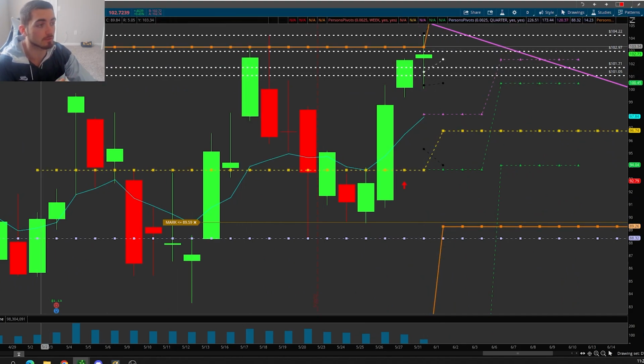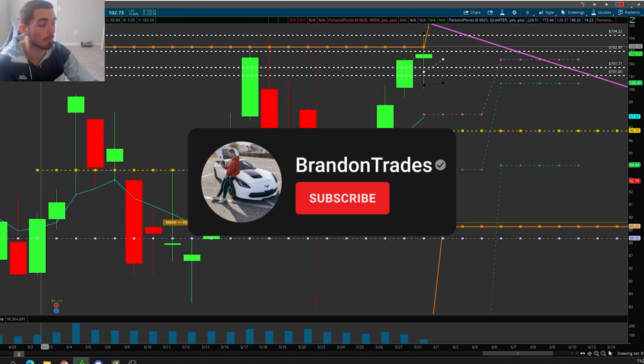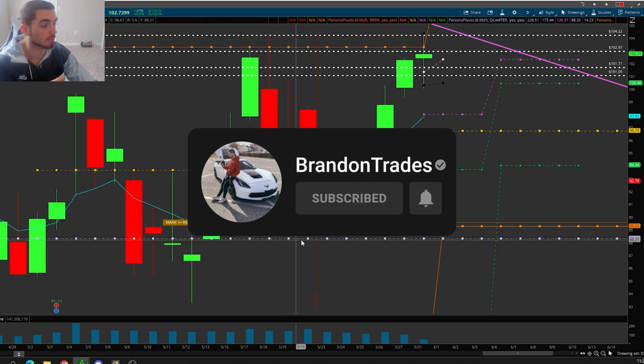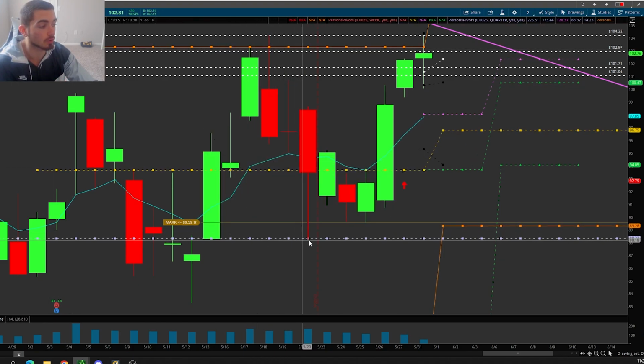You can see right here, this was predetermined at the beginning of the month to be support. This was predetermined at the beginning of the quarter to be support. Came right down to it, basically to a T, and that was the low of AMD within the last like 2.5, 3 weeks.